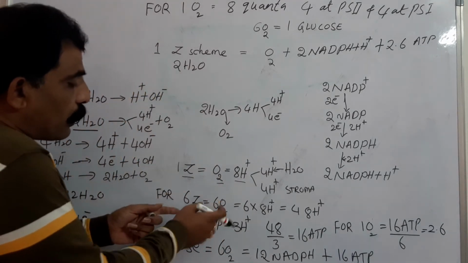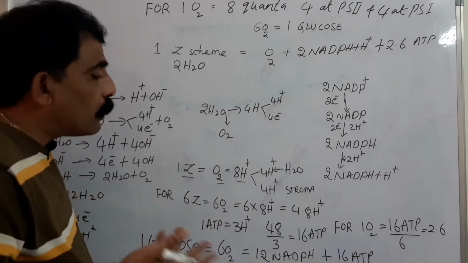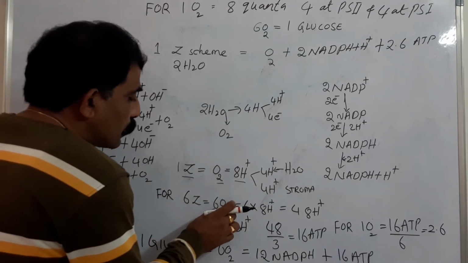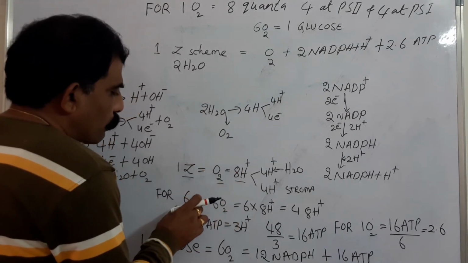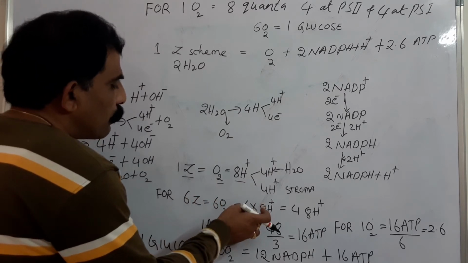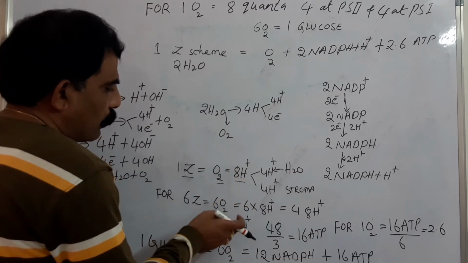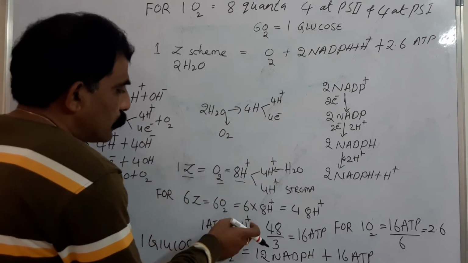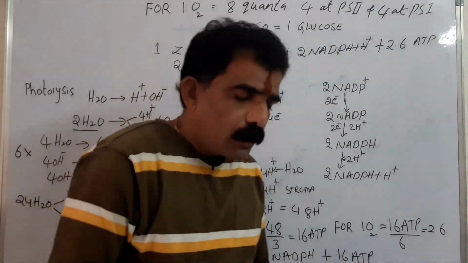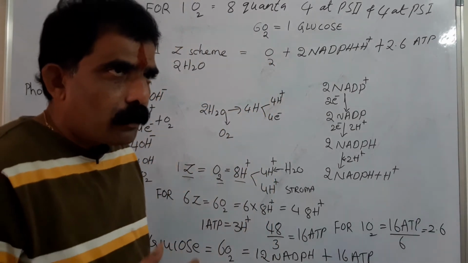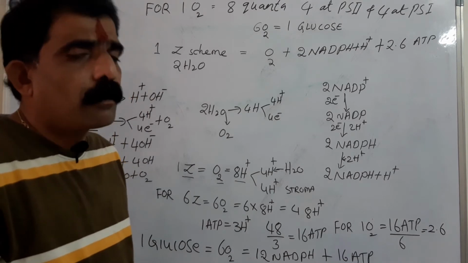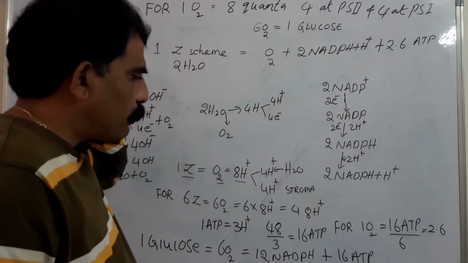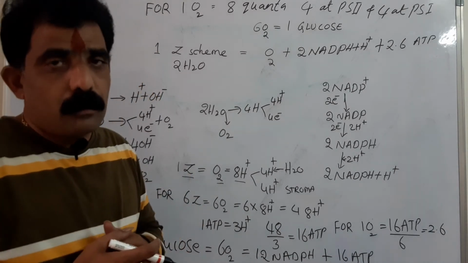For 6 molecules of oxygen, how many protons are accumulated? For 1 molecule of oxygen, 8 protons. For 6 molecules of oxygen, through the non-cyclic photophosphorylation, 6 into 8, 48 protons. 48 protons are accumulated in the lumen during the evolution of 6 molecules of oxygen. So, to accumulate these 48 protons, 12 water molecules should undergo photolysis.